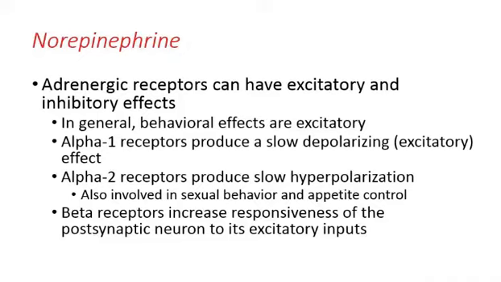Adrenergic receptors can have both excitatory and inhibitory effects, just like dopamine. In general, the behavioral effects are excitatory. You stimulate adrenergic receptors, you get more excitation. But the alpha-1 receptors produce more of a slow depolarizing excitatory effect, and alpha-2 receptors show a slow hyperpolarization. Those alpha-2 receptors are actually involved in sexual behavior and appetite control. The beta receptors, beta 1 and beta 2, both increase the responsiveness of the postsynaptic neuron to excitatory stimulation.